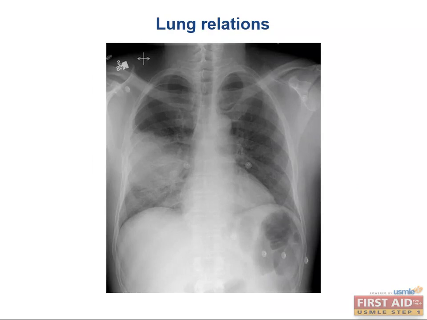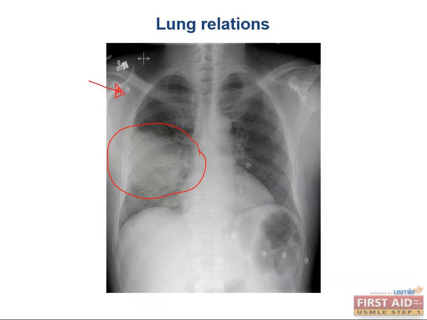Okay, let's put this knowledge to use. So what lobe does this pneumonia lie in? It's on the right side. So how many lobes do you have to choose from? Just 3. You can also tell it's not in the right upper lobe because that area is completely clear.